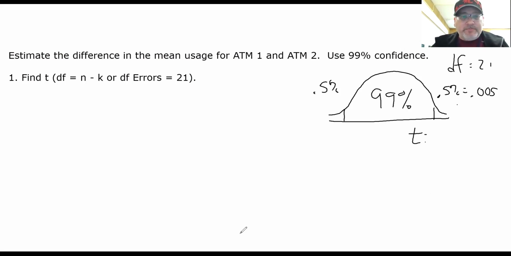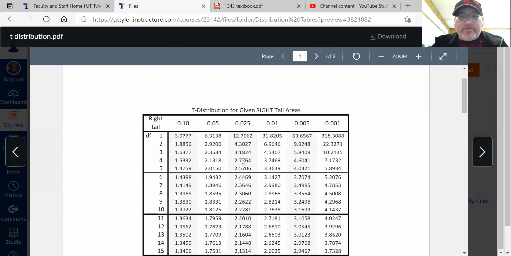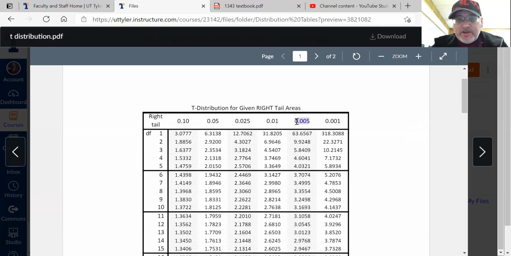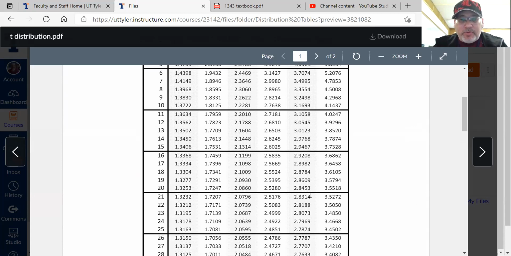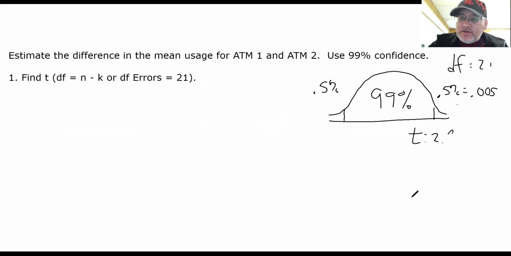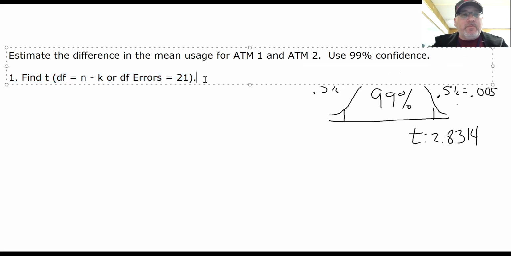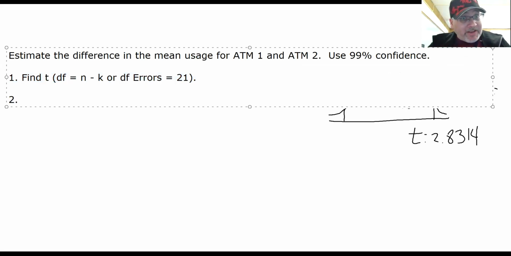Let's go to our T chart. All right, so 0.005 is way over here. If you look in the second column, you're doomed. 21 degrees of freedom. So we're in the second to the right column. 21 degrees of freedom is here. Looks like our T score is 2.8314. All right, so there's our first piece of the puzzle. What's our second step in a confidence interval? By the way, when we reviewed all that at the beginning of the semester, I wasn't kidding when I said it's going to come back again.